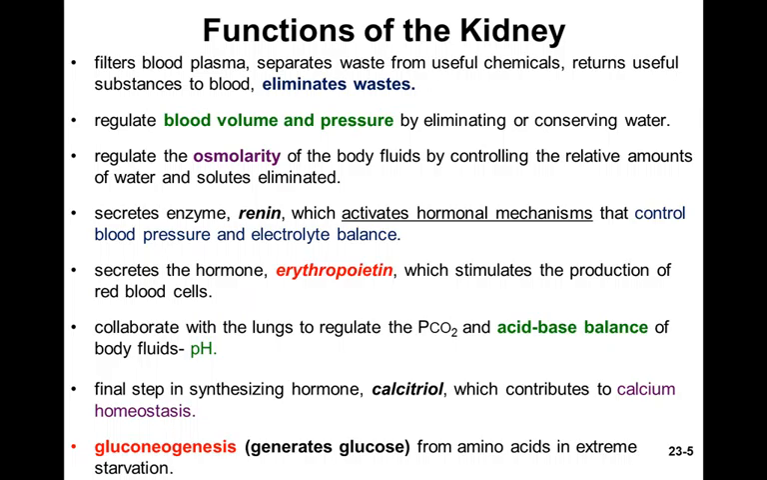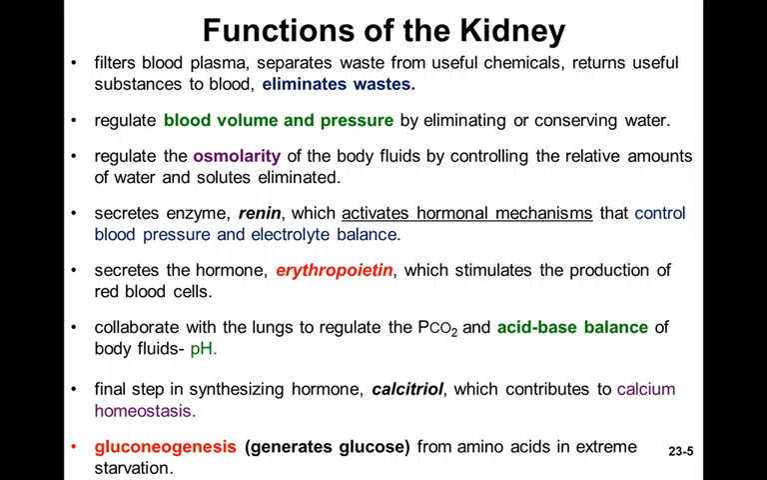Okay. So here we're going to go into real detail about what the functions of the kidney are. Obviously, the first one's the easy one, the one you probably know most of your life. It filters blood plasma, separates waste product from useful chemicals. It returns the useful stuff to the blood, and we eliminate the waste. And that's the principal function of the kidney in the urinary system. Of course, it also regulates blood volume and pressure by eliminating or conserving water.